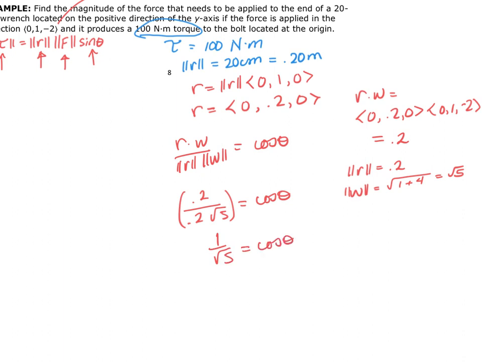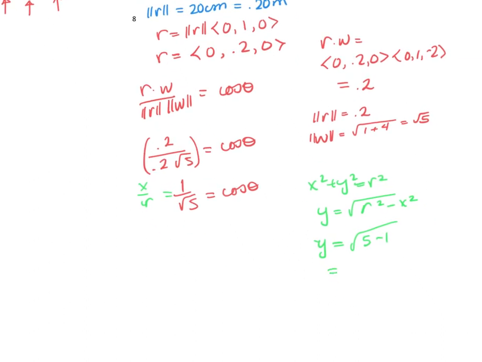Now, I don't really need to know theta. If I remember, the way that we define cosine is my x value over my r value. If I think of this back in trig, this is my x value over my r value, then x squared plus y squared is equal to r squared all day long. That means y must be equal to the square root of r squared minus x squared, which gives me y is equal to, let me see, the square root of 5 minus 1, which is the square root of 4, so it's just 2. So the sine of my angle is my y value, which is 2, divided by my r value, which is the square root of 5.